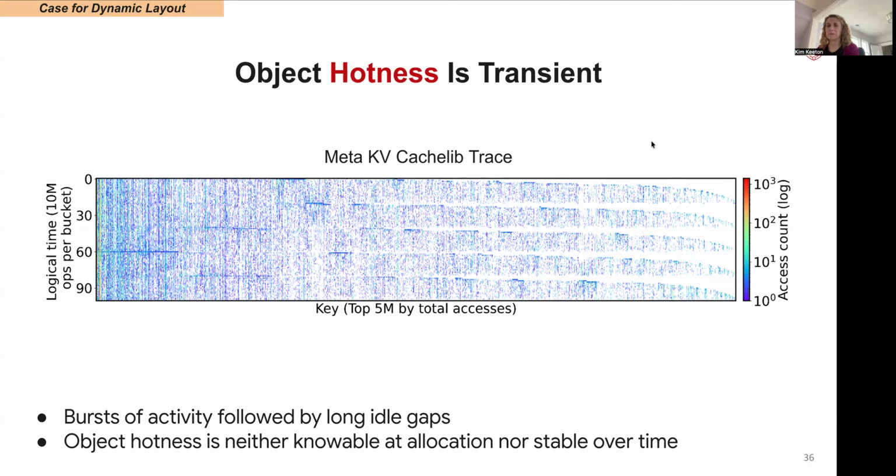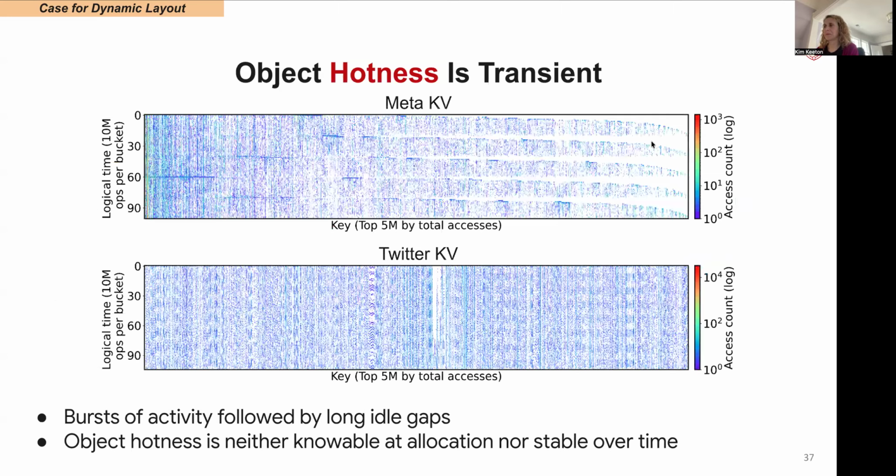You can see there are transient hot objects, each line is a record. So there are transient hot objects and then idle time, but that becomes even more eminent. You can see that more well in the right side of the graph. So object hotness is neither knowable nor stable over time. This was not an artifact of one trace at Meta. We observed this at multiple traces at Twitter as well, from Twitter's key value traces.